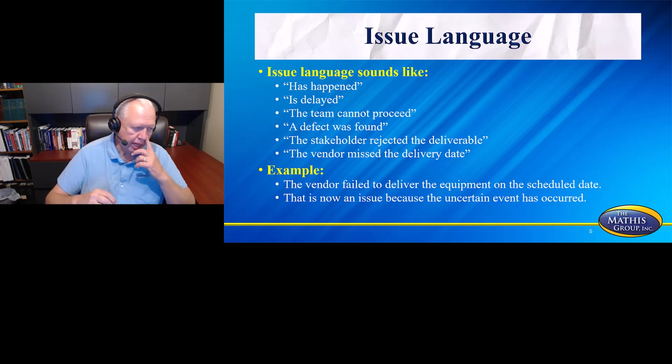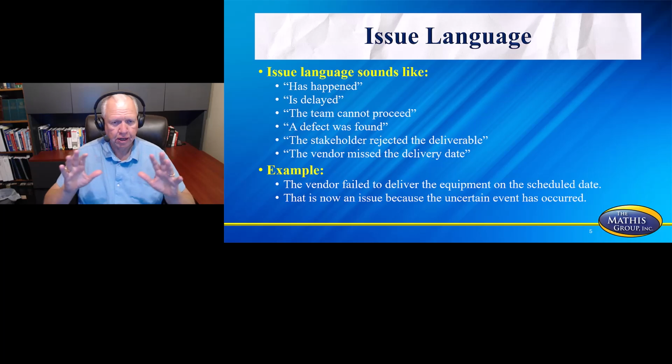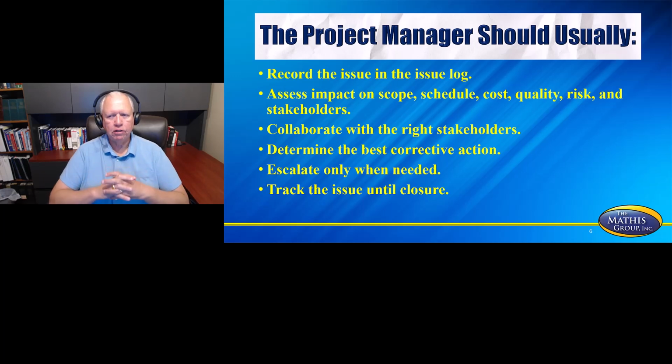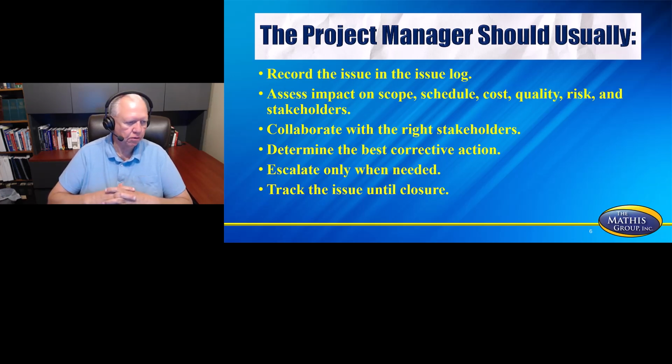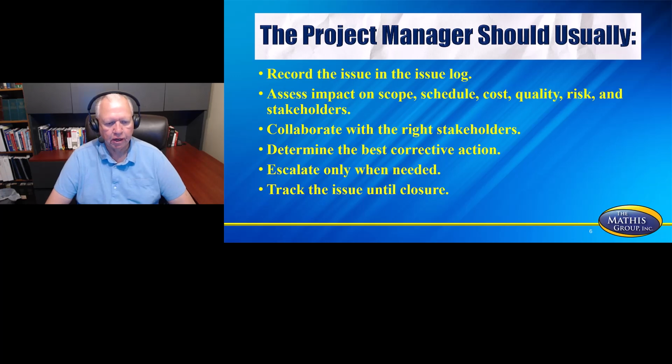So let me recap this just for a moment real quick, even though I've got a lot to give you: an issue is current, a risk is going to be in the future. The project manager should usually record the issue in the issue log, assess the impact on scope, schedule, cost, quality, risk, stakeholders, collaborate with the right stakeholders, determine the right corrective action, escalate only when needed, and track the issue until closure. So let me mention something about this escalation here.